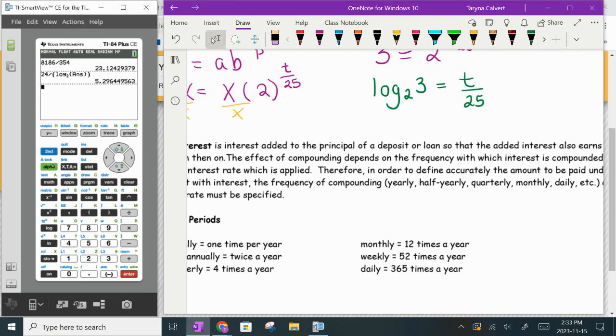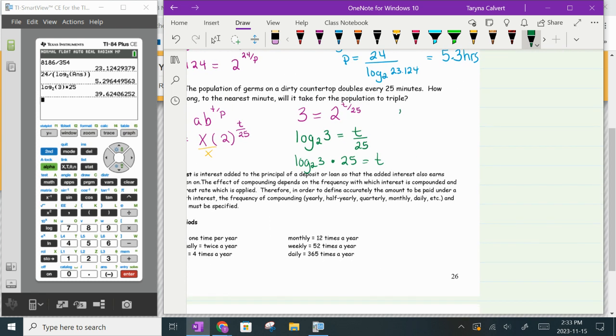So then I can go log base 2 of 3, and then can I just times it by 25? Right, because I want t by itself. That looks like an x, so I'll use, I'm just showing my work what I'm typing in.